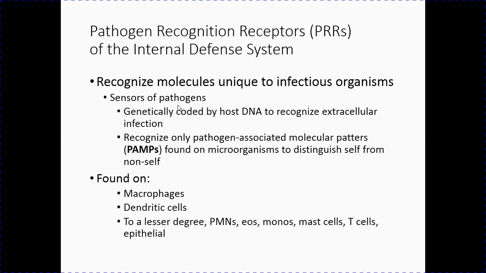Are we together so far? PRRs are on the phagocyte, PAMPs are on the microbe, and PAMPs are just a molecular pattern or structure on the microbe that identifies it as foreign. So, the pathogen recognition receptors are found on macrophages, dendritic cells, and to a lesser degree these other cells, although neutrophils are actually still fairly well populated with pathogen recognition receptors, but macrophages and dendritic cells have a higher degree of PRRs on them.